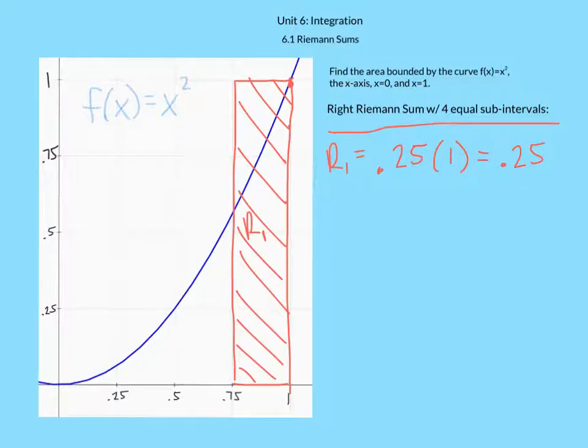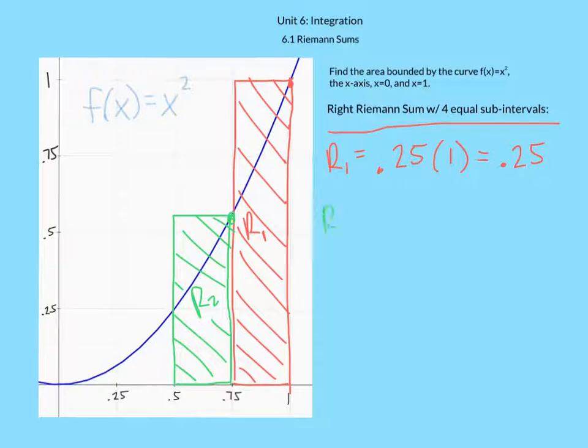Okay, our next one, it's a little bit harder to see the height, but our next one, we'll do in a different color. We'll do green. Our next rectangle is going to have the same base length, and its height will be determined by the height that 0.75 yields. So this is our r sub 2 in green. Again, our base length, they're all the same because they're equal subintervals. Our base length is 0.25.